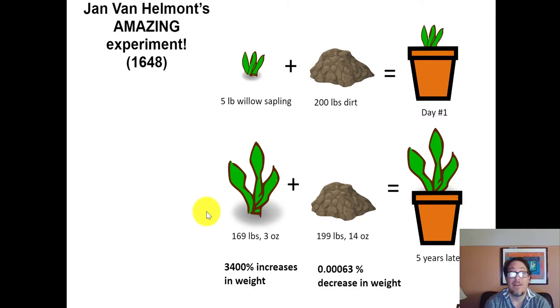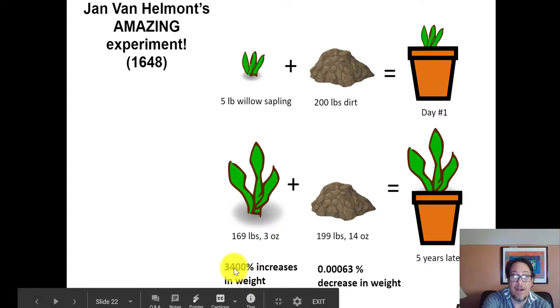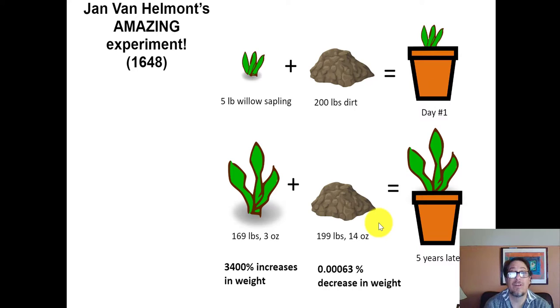John von Helmont did one of the most interesting experiments that's been done in biology. He took a baby willow tree and 200 pounds of dirt, and he put them in a pot. And then 5 years later, he dried out all the dirt again and weighed it. And of course, the plant weighed a heck of a lot more, 164 pounds more. 3,400% bigger, but the soil hadn't lost any weight. 0.00063% decrease in weight. That's like me losing, I don't even know, like an ounce or two, something like that.